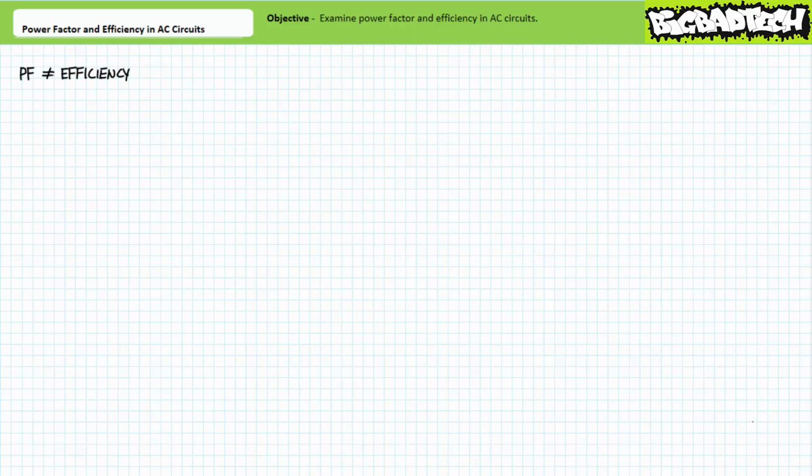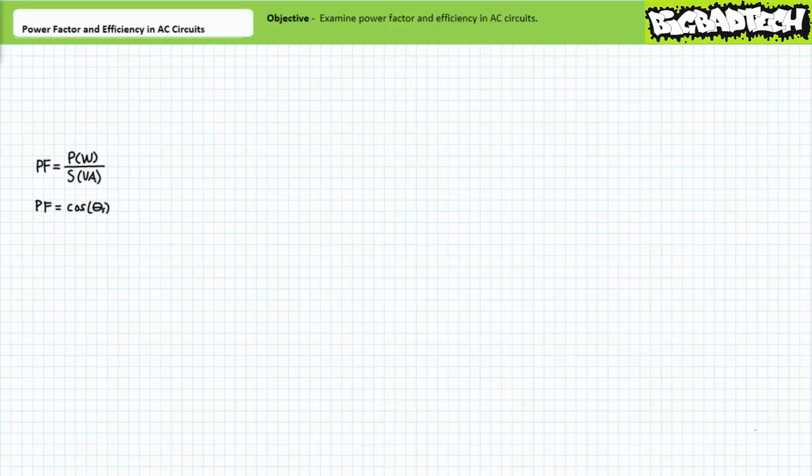Bottom line up front, power factor is not efficiency, and efficiency is not power factor. This being said, they are related topics, and I hope to define these properties and draw clear boundaries around their individual spheres of influence and in which areas there is some overlap. Let's examine power factor first.